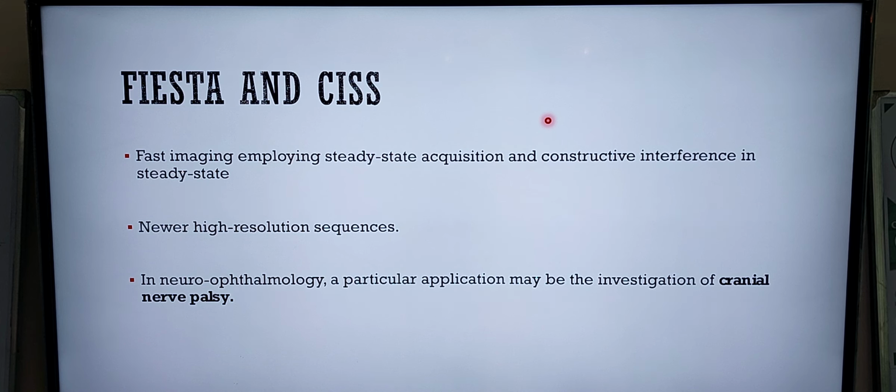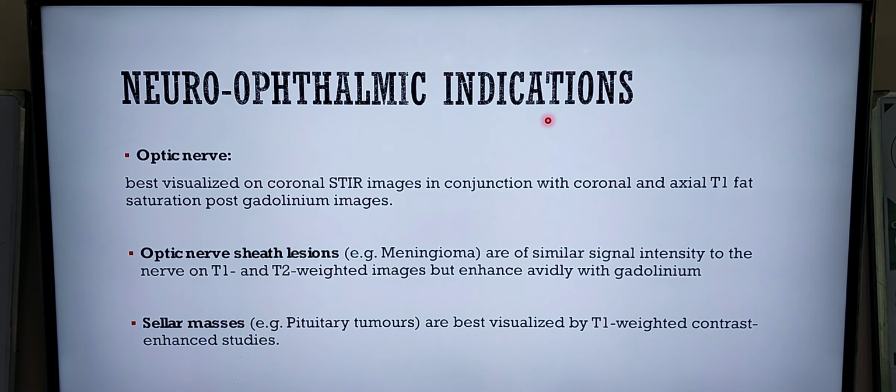Last is FIESTA and CISS. It is fast imaging employing steady state acquisition and constructive interference in steady state. It is the newest high resolution technique and it is used in the investigation of cranial nerve palsy.